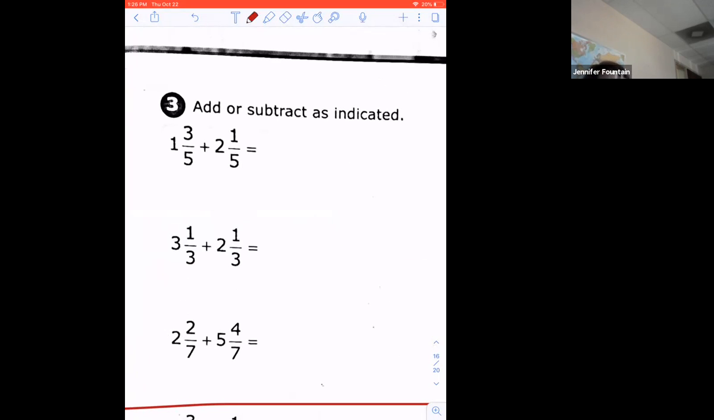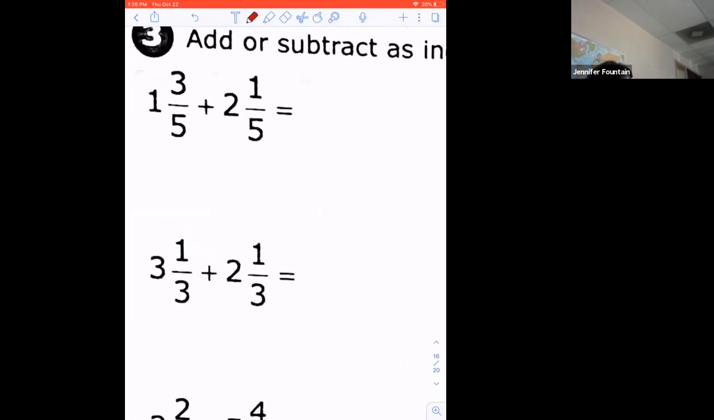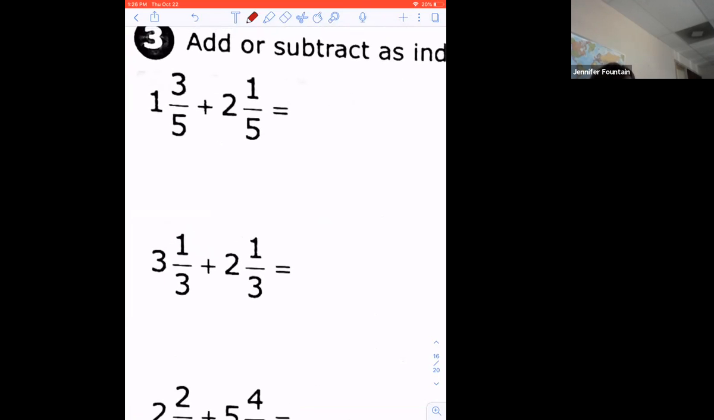Okay, we'll go ahead and start with the addition side of it. And remember, we talked about how we can either change them to improper fractions and add. In this situation, we have all common denominators, so it's really not necessary. That would really kind of just be an extra step. So we can just add whole numbers and fractions. So 1 plus 2 is 3, and 3/5 plus 1/5 is 4/5.